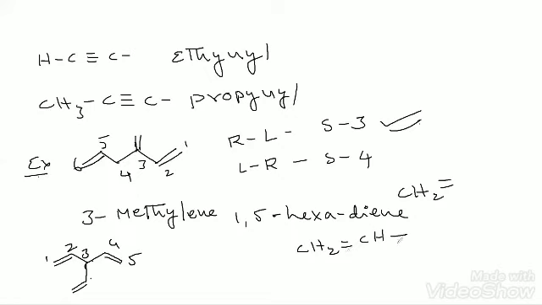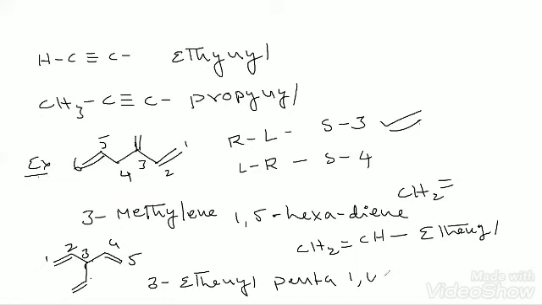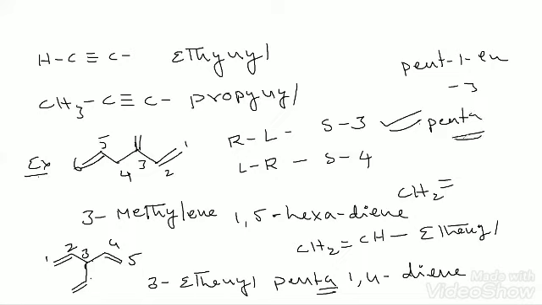What is the name of this one? This is ethenyl. So the substitution is ethenyl. How many carbons are in the parent chain? 5. Penta. And how many unsaturation sites? 2. 1,4-diene. Whenever you have a diene, you will get penta-1,4-diene. Otherwise, for example, if you have one double bond, then penta-1-ene, penta-3-ene, like this. Whenever you have 2 or 3 double bonds, then only the 'a' will come. Remember about this one.